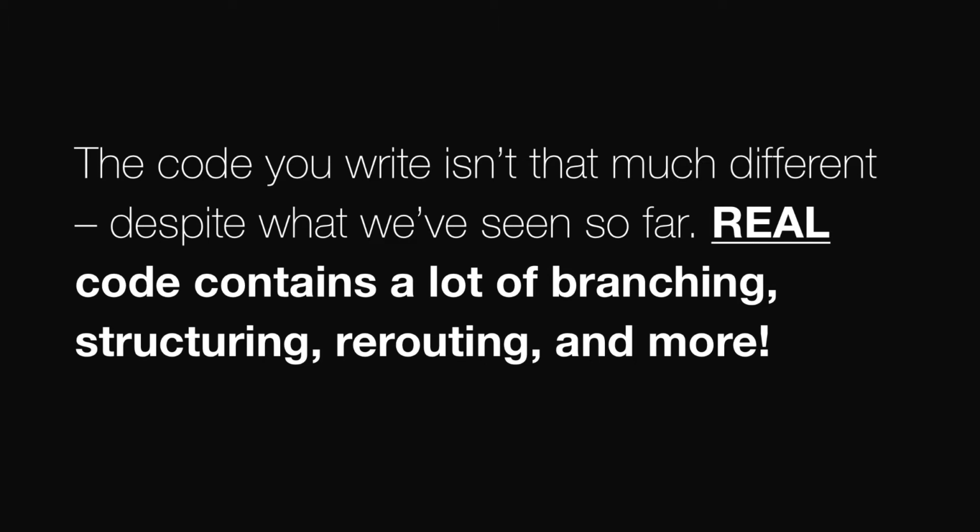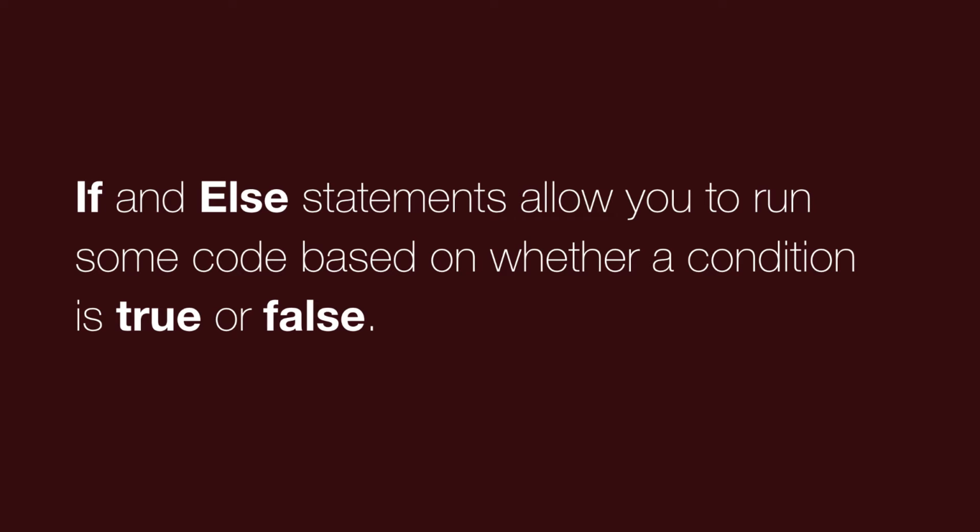This sounds very abstract, but it'll start making a little more sense as you get into some of the examples. And there's a term for what helps bring all these things to life, and that is control structures. The first control structure we're going to look at is, you guessed it, if and else statements. An if and else statement allows you to run some code based on whether a condition is true or false.